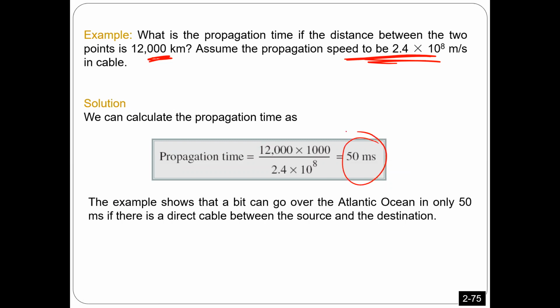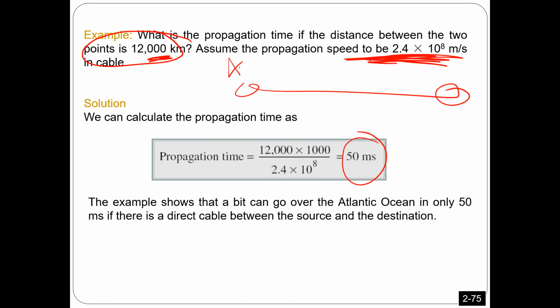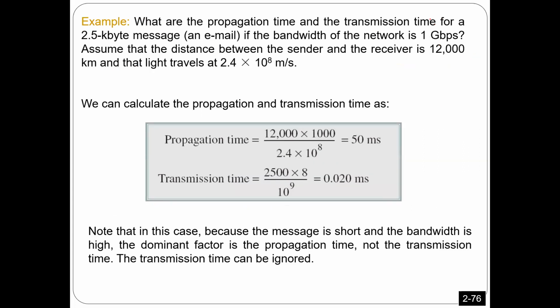Very interesting thing here: if you have a cable, and this cable is 12,000 kilometers, it's a very, very long cable. Because the propagation speed is very high, the signal can move from the beginning of the cable to the end in just 50 milliseconds. It takes only 50 milliseconds, because the speed is very high. The other one here is also a very interesting example.